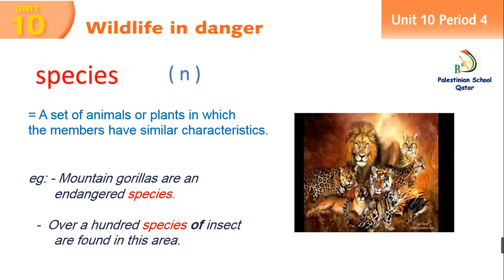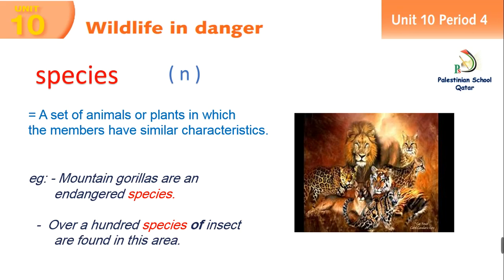After risk we have species, and look at the picture, you can find lion, tiger, all these animals have the same species, the same kind. Species is a set of animals or plants whose members have similar characteristics, and species is a noun. For example, mountain gorillas are an endangered species. Another example, over 100 species of insects are found in this area.